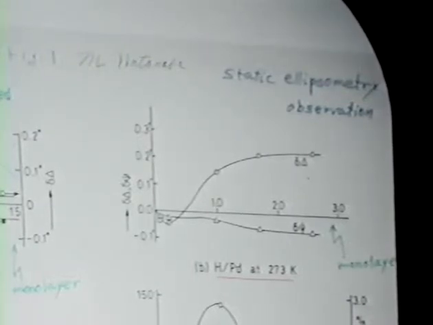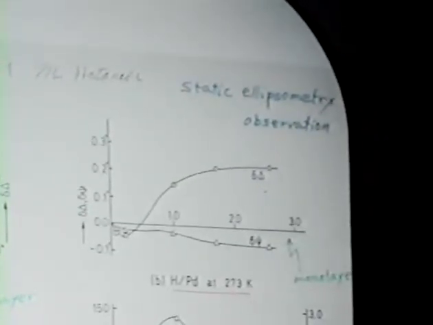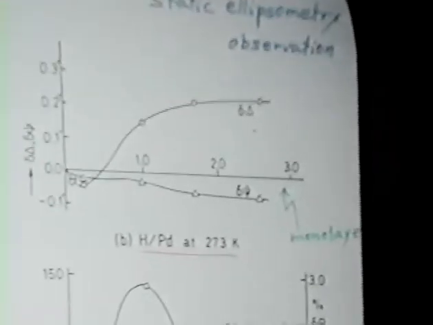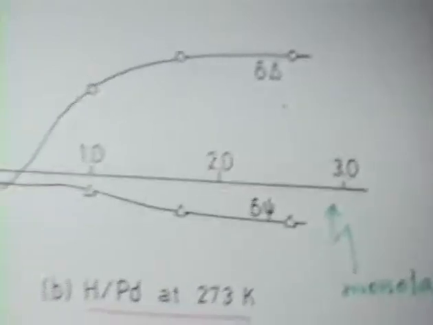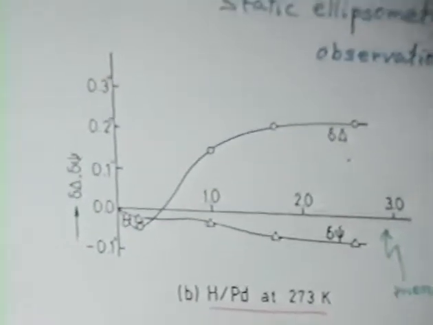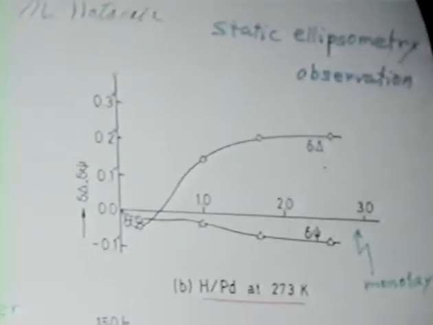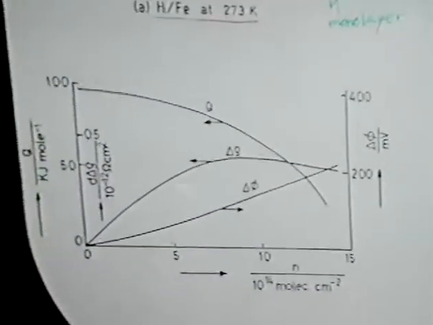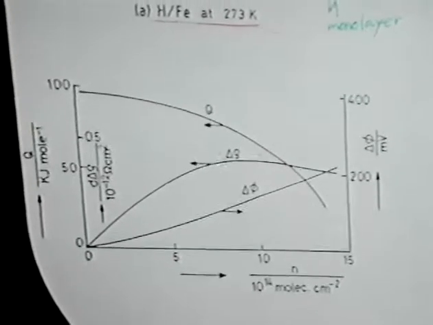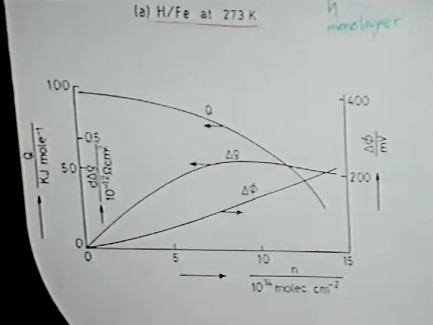We try to compare the effect of absorption on iron and those on palladium. Here I show the ellipsoid parameters as well as the heat of absorption Q and the change in the electron resistance film and the change in the work function. You may find there are some similarities. Basically, both effects are the same. And this is the effect at 0 degrees C.